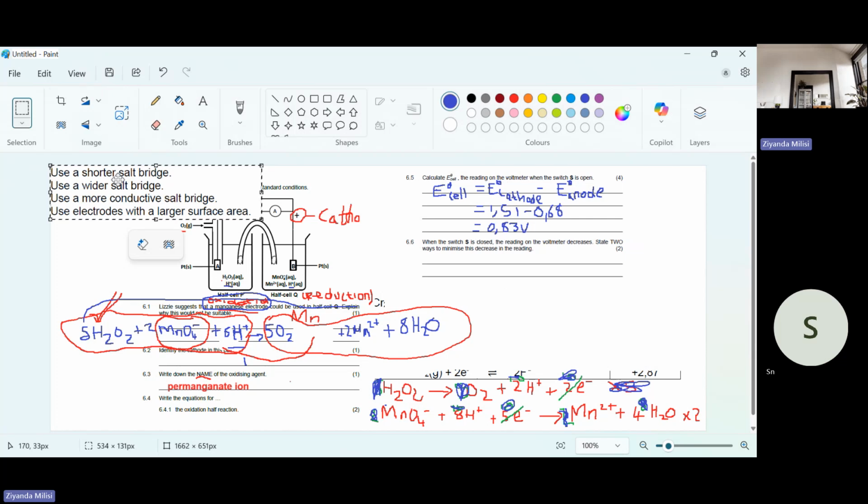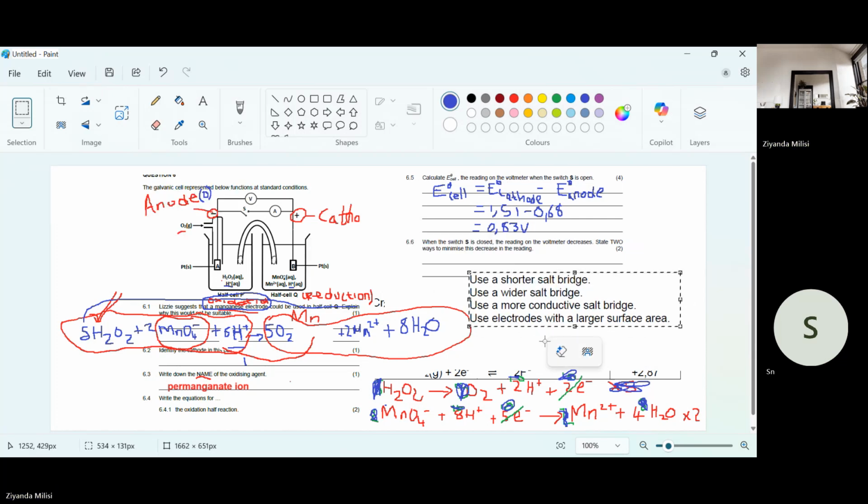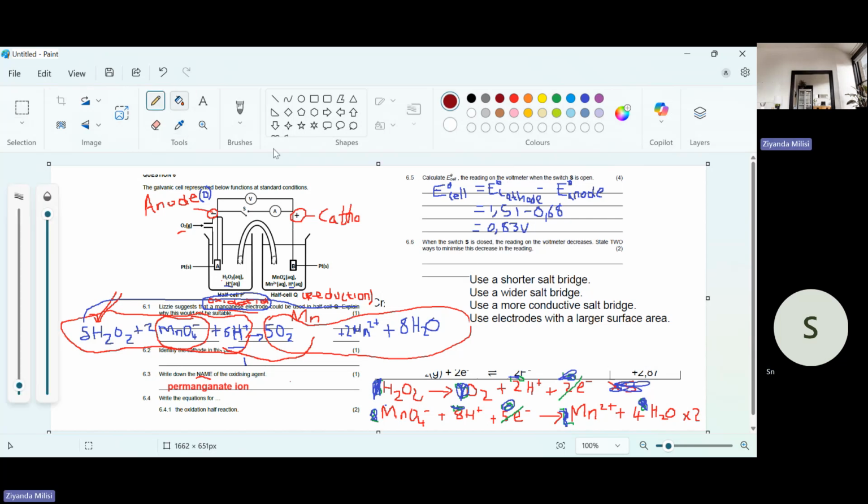Okay, here they are. Copy them fast. Yeah, more conductive. Okay, here they are for you. Noted. Okay.